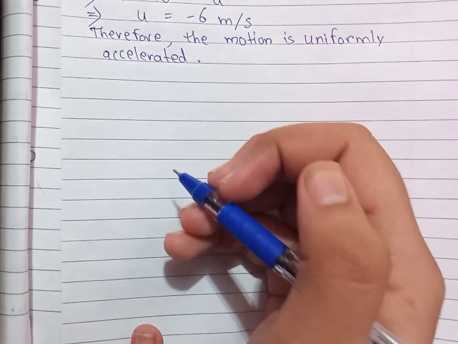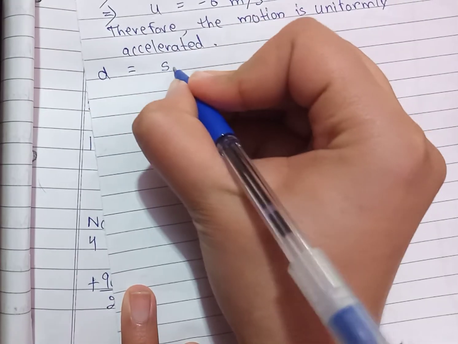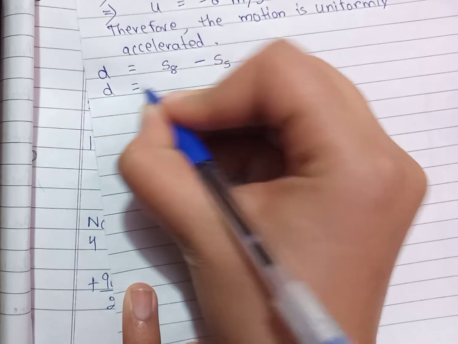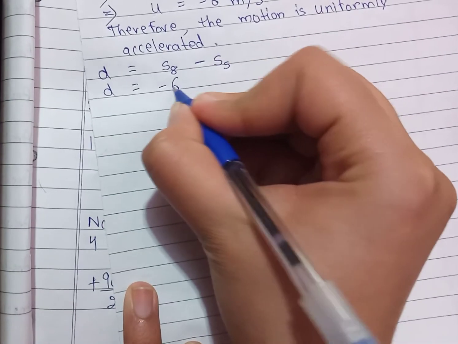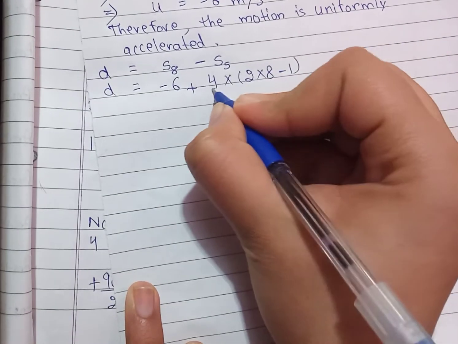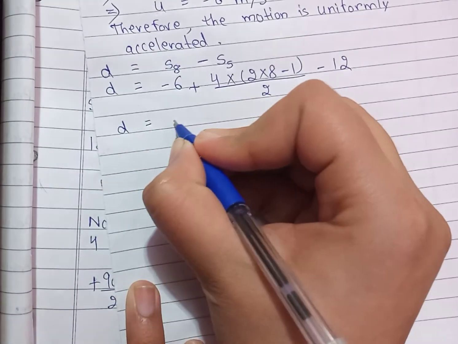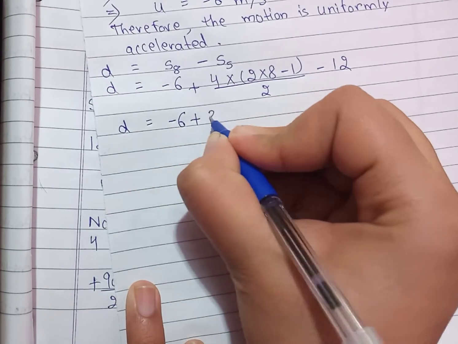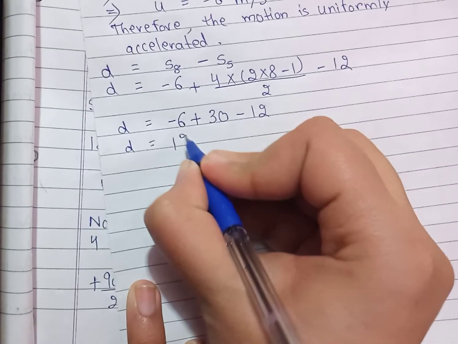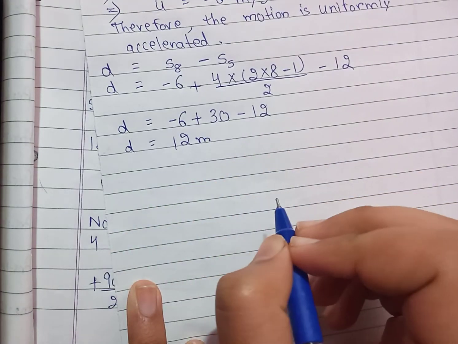So now we have to find distance. D is equal to S8 minus S5. D is equal to, u value we know, minus 6 plus 4 upon 2 into (2 into 8 minus 1), minus 12. D is equal to minus 6 plus 30 minus 12. D is equal to 12 meter. So therefore the distance travelled in next 3 seconds is 12 meter.